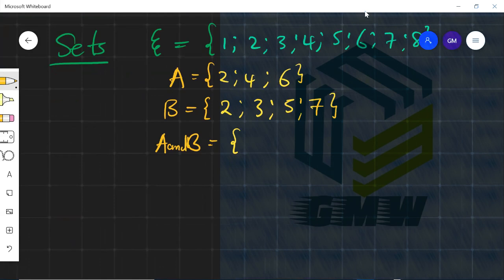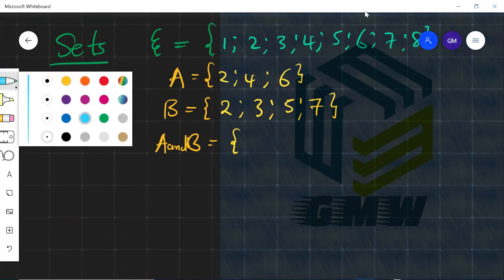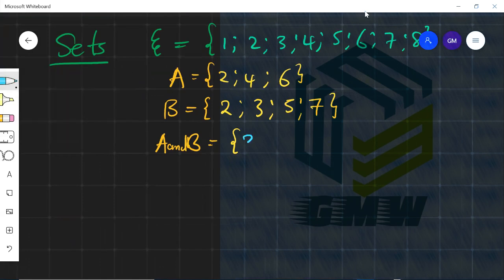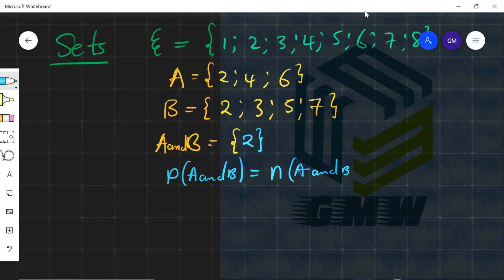Which elements do you see? It's 2. Is there another one? That's the only one. So if I now ask you the probability of A and B, I'll want the number of elements that are there in A and B over the total number of elements.